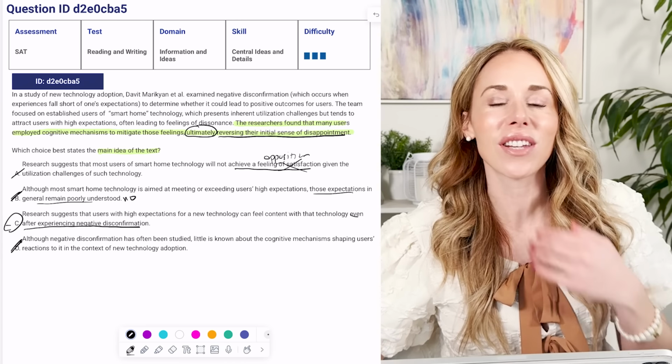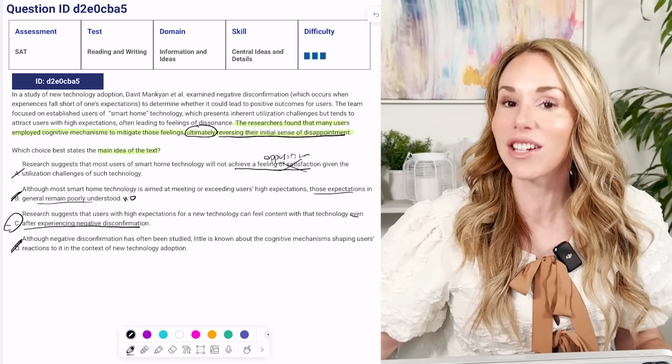After experiencing negative disconfirmation is literally the same thing as having an initial sense of disappointment.